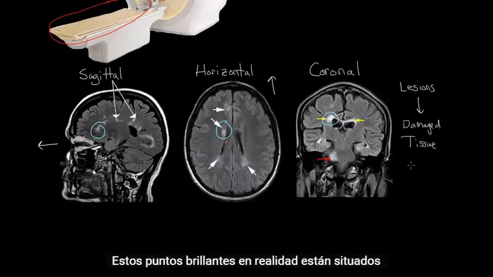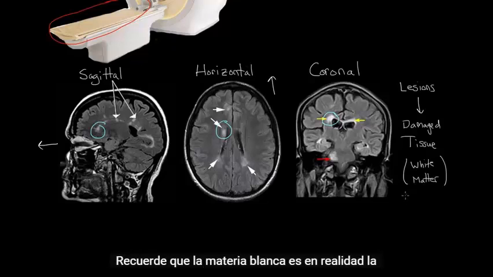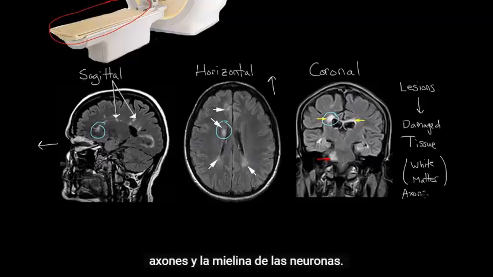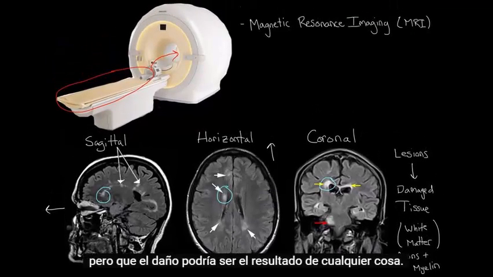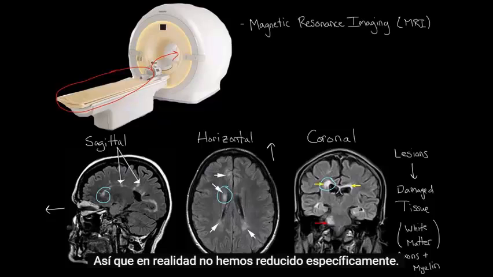These bright spots are actually located wherever there is white matter. And remember that the white matter is really just the axons and the myelin of your neurons. So this is informative, right? You see that you have damage in the brain, but that damage could result from anything. So we haven't really narrowed it down specifically. We can still do a few more tests to really confirm that this is multiple sclerosis.